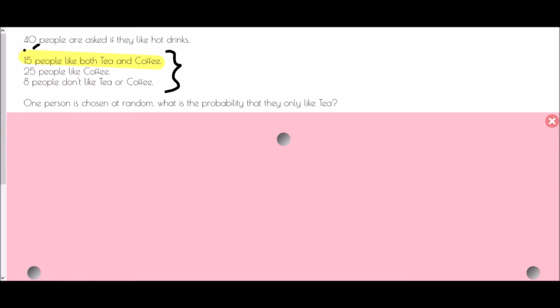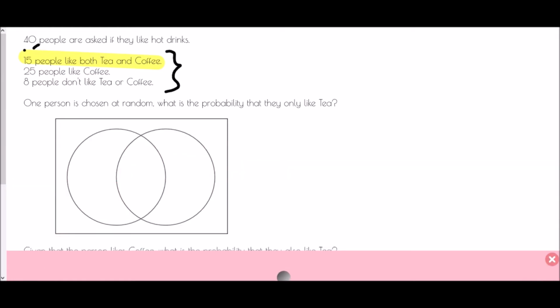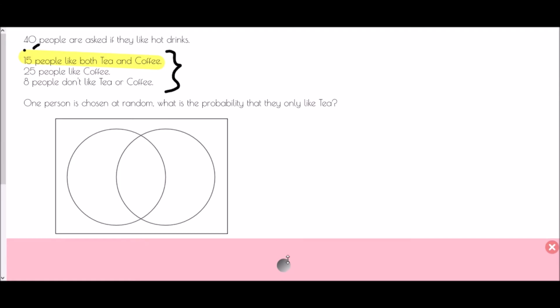So what we've got in this case is a two-circle Venn diagram, because we only have two categories. We have people who like tea and we have people who like coffee. Within this diagram though, we do need to label it, so we want a T for tea and a C for coffee. The box around the outside is an important feature because that is everybody who doesn't fit into the two categories of liking tea or coffee. They are important within this.